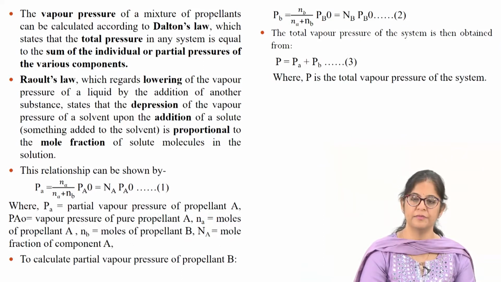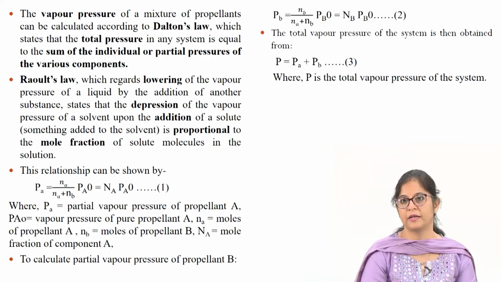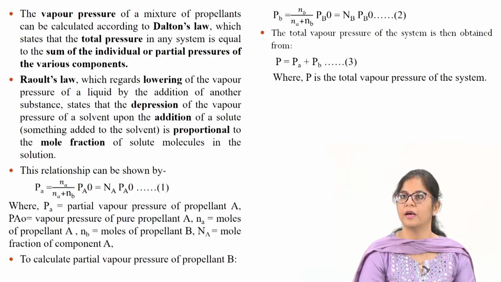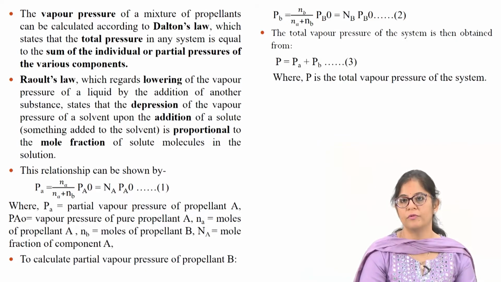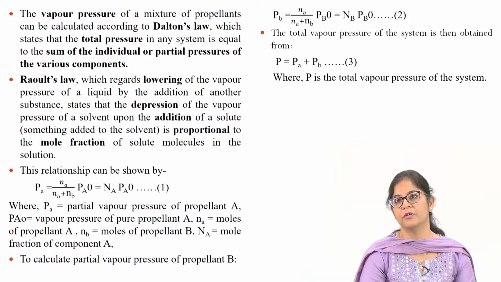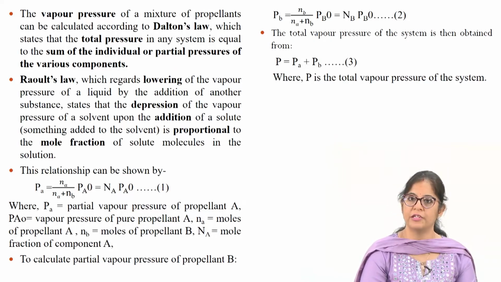So, this relationship can be shown by equation 1 and equation 2, wherein the vapor pressure of propellant A can be calculated by equation 1, and propellant B can be calculated by equation 2, and the total vapor pressure of the system when these two propellants are mixed is equal to the sum of the partial pressures of A and B.